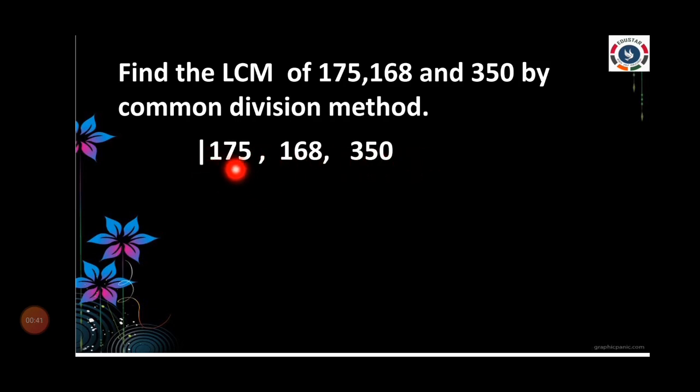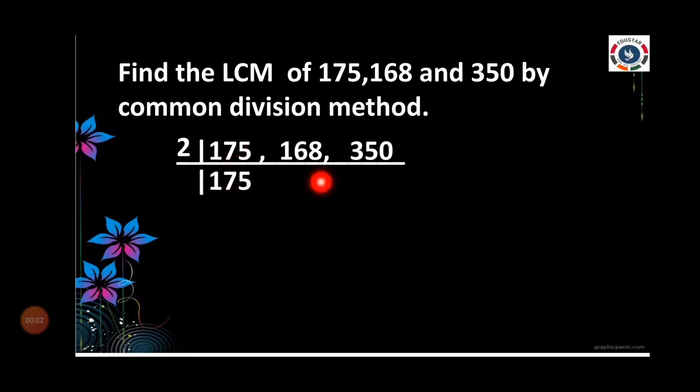First number we are having is an odd number, 5 is the odd number, and the second value in the ones place we are having an even number, 8 is even, and the third number 0 is also even. So we are having two even numbers and only one odd number, so I am going to use the even prime number to write outside. Here the first number is odd, so it is not possible to divide the value by 2, so we have to write the same value down, 175.